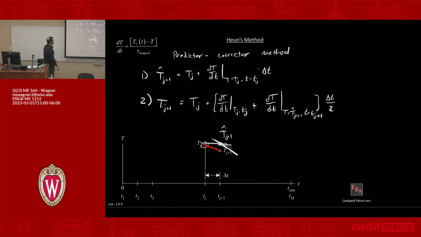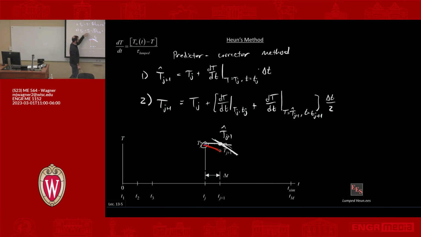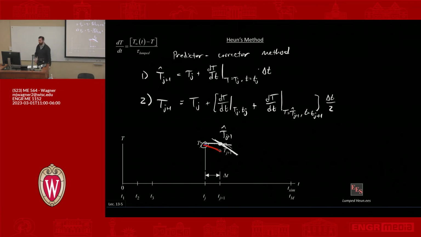Heun's method is using two estimates of the derivative, one at the beginning and one at the end. So you take what's called a predictor step for your temperature, evaluate the derivative at your predicted temperature, and then go back and correct that using the derivative evaluated at the beginning and at the end of the time step. Right? So this one is sort of using current information. This one's using predicted information. And somehow that's supposed to be a little bit better of an estimate for your derivative here than if you just took one or the other. And so that's Heun's method.